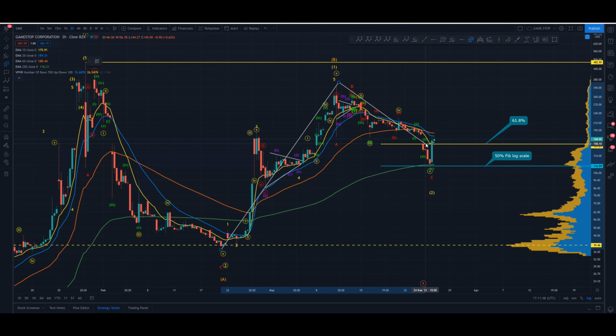Okay. The next target I put up was a 50%. Sorry, this is arithmetic scale, I should say. Sorry, if we switched out, this would be 61.8. This here, the blue line, is the 50% fib retracement in log scale, which we're currently in. And as you can see, pretty strong confluence here. We've come straight back to 50%, so pulling back 50% of this move up, which is very typical for a wave 2.